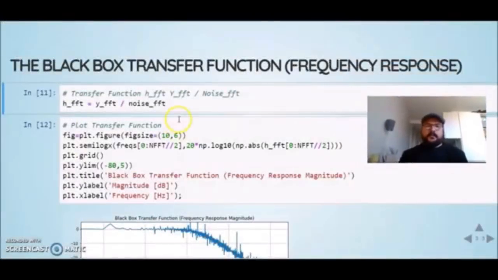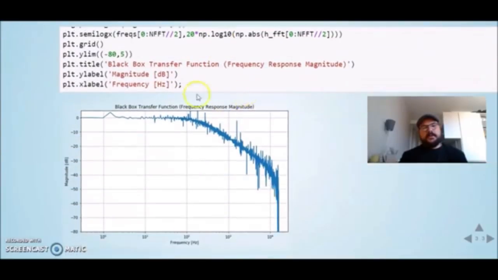Then what we will do is, in the frequency domain, we are dividing the output of the black box by the input of the black box, and we have this shape here that really indicates a low-pass filter. We are using noise, and we are using this technique of transfer function. This curve is very noisy, so we can smooth it out a bit.